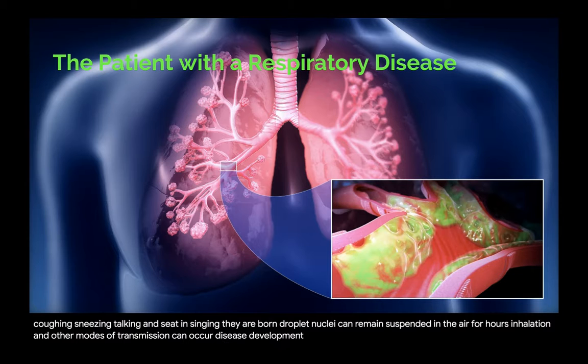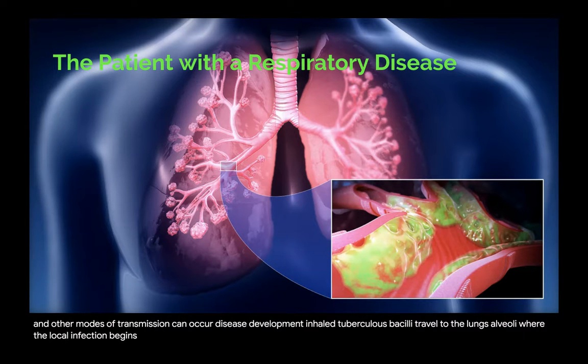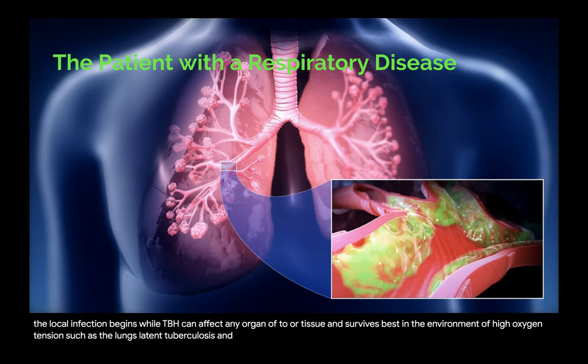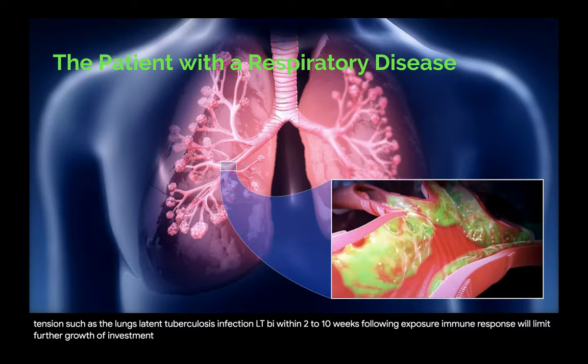Disease development: inhaled tuberculosis bacilli travel to the lungs, alveoli, where the local infection begins. While TB can affect any organ or tissue, M. tuberculosis is airborne and survives best in an environment of high oxygen tension, such as the lungs. Latent tuberculosis infection, LTBI. Within 2 to 10 weeks following exposure, immune response will limit further growth of M. tuberculosis, although not all bacilli will be eliminated. At this stage, the infected person is categorized as having LTBI.